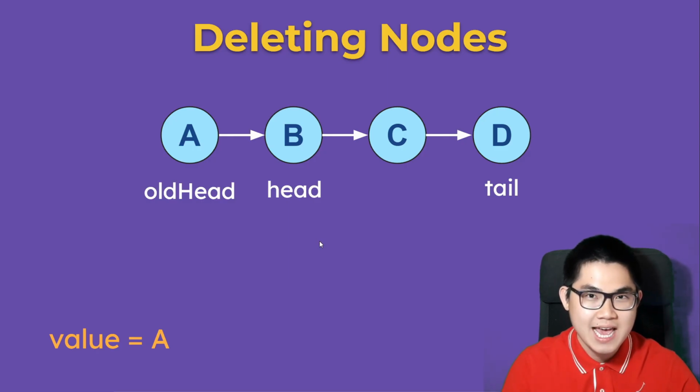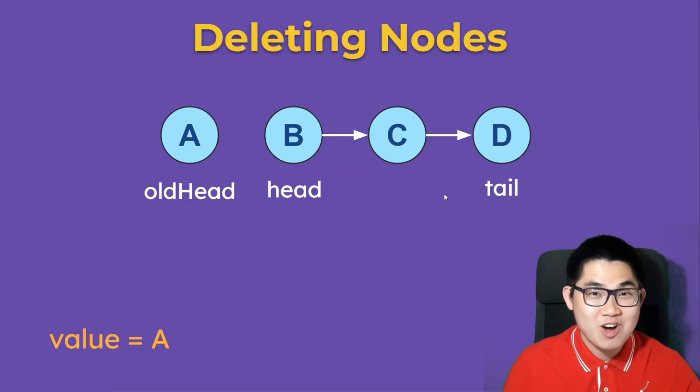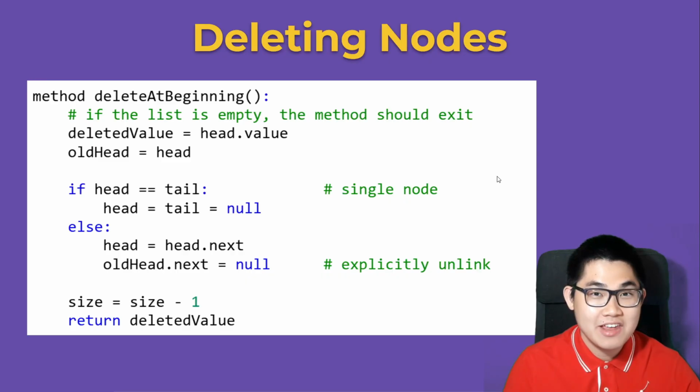So that's what we're going to have. And the last step is to remove this link. And that's really all you have to do. So our linked list now becomes BCD. And here is the pseudocode.